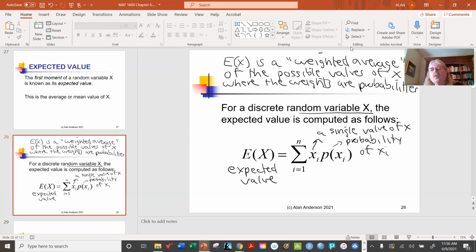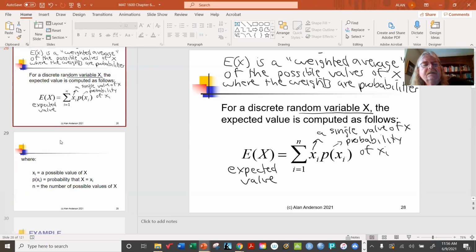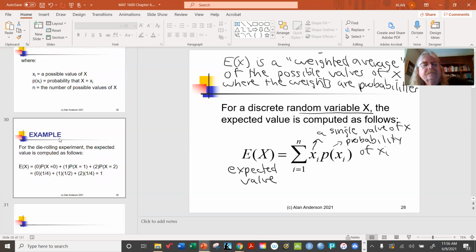Okay, so think of this as a weighted average, except the weights themselves now are probabilities. All right, so we're going to apply this to our die rolling experiment. Now, if you recall, we created a table for that.